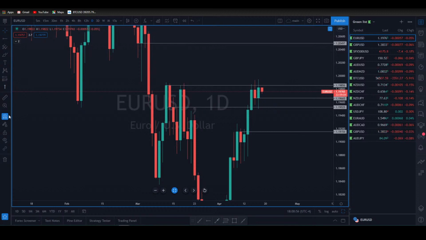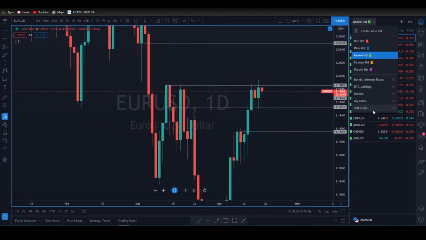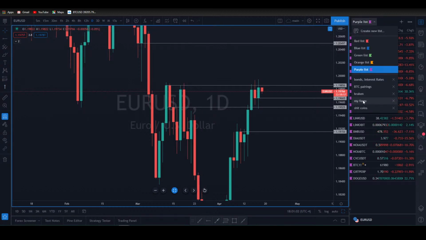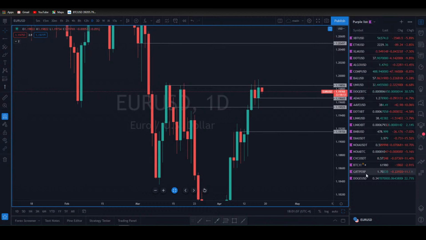What do you think about Dogecoin? I think Dogecoin is an animal right now. I think a lot of people are FOMOing into this asset, and I think they're probably going to get hurt. Let me go. It's right here.